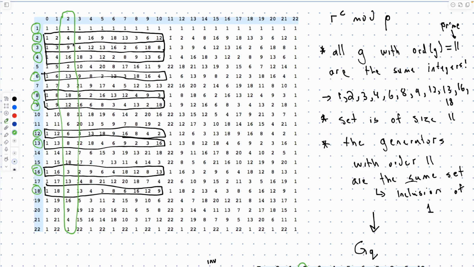So I have a 1, a 4, 9, 16, 2, 13, 3, 18. Have we seen that before? It's the same group of integers. Okay, so this GQ, the set of integers we're using, appear in this column, and only in this column. Or sorry, there's nothing in this column that isn't in GQ.